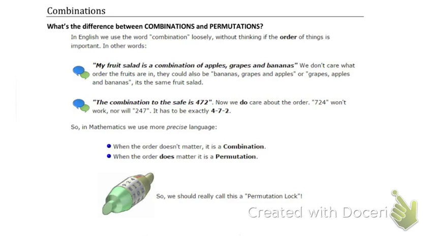So in mathematics, we use more precise language. When the order doesn't matter, we use something called combination. So if we look at that fruit salad one, this is considered a combination problem. I don't care whether you added my grapes first, or my apples first, or my bananas first. It's still the same fruit salad as long as all 3 items are in there. This one's a permutation.